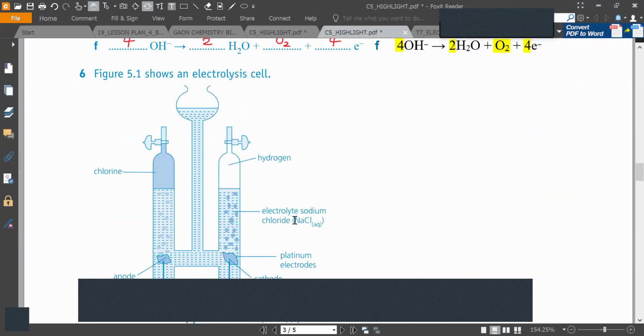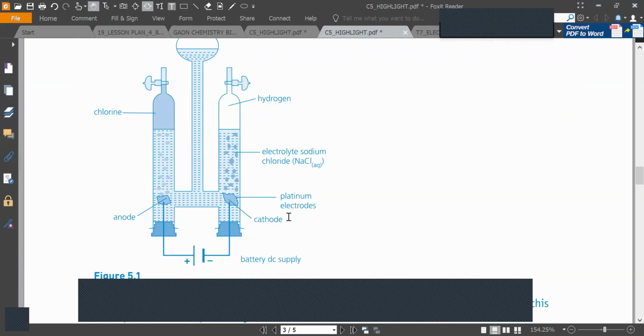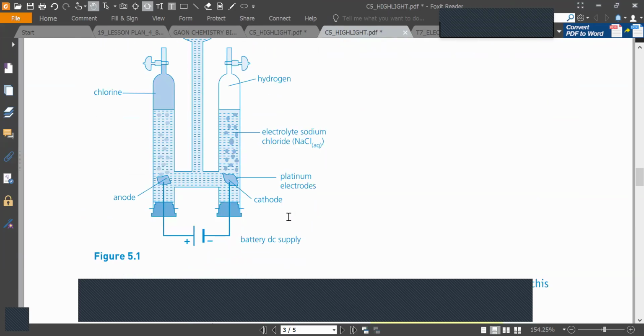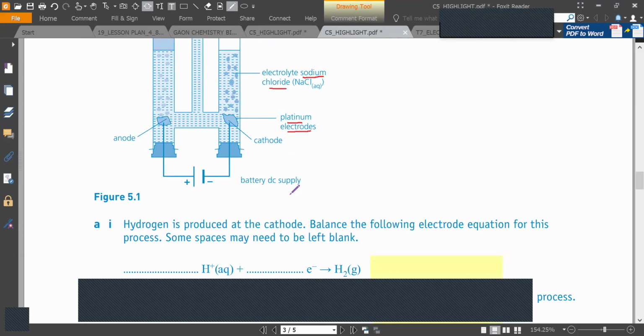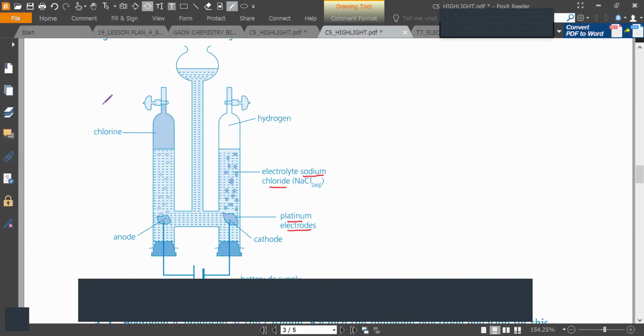Okay, electrolysis. So what is going on here? We have an electrolyte of sodium chloride, platinum electrodes, at the anode and cathode. So we see this is chlorine here. The product is chlorine.